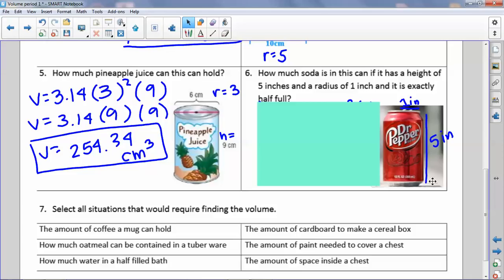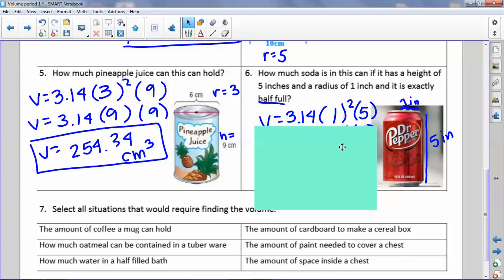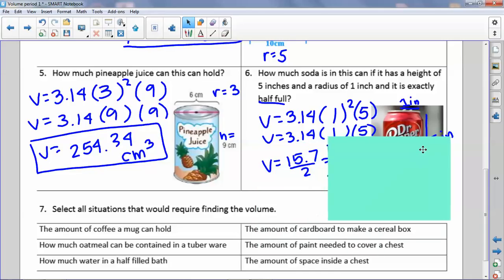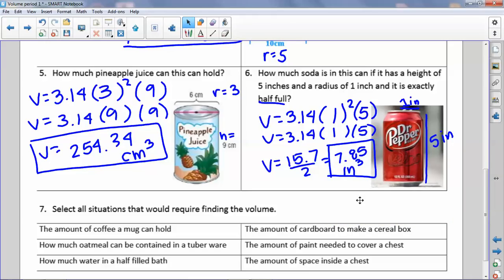So here we know the height's 5, so from top to bottom that's 5, and the radius is from the center to the edge is 1 inch. So plugging that in, we have 3.14 times a radius of 1 squared times 5. And simply we know 1 squared would be 1, so this turns into 3.14 times 1 times 5. Now our next step here will be, we get 15.7. Since it's half full, we need to divide by 2. So once we do that, we get an answer of 7.85 meters cubed.